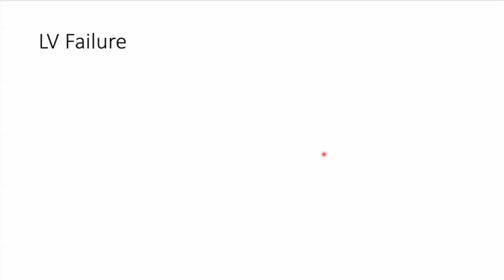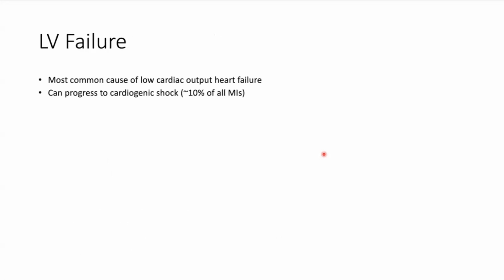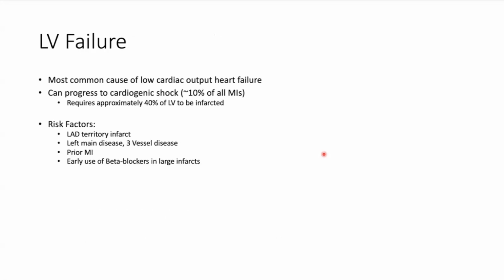So left ventricular failure is the most common cause of low cardiac output heart failure. It can progress to cardiogenic shock if you have more than 40% of the LV being infarcted. And the risk factors for developing cardiogenic shock are listed there. If you have LAD territory infarcts, multivessel disease, or left main disease, if the LV has been insulted multiple times, so prior MI, or early use of beta blockers can push these patients into cardiogenic shock.